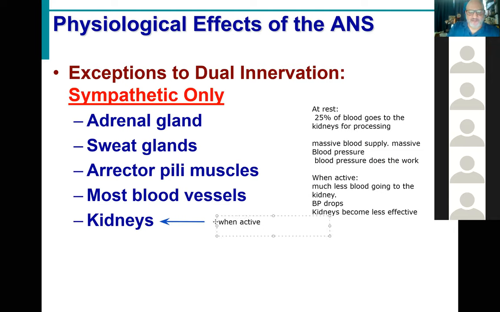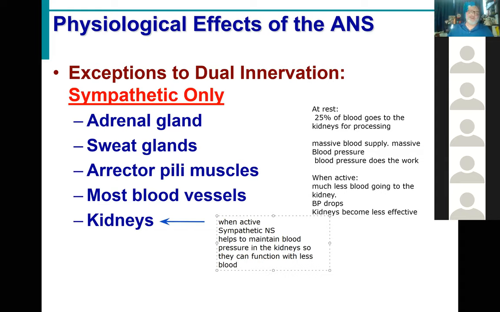And so when active, it is actually our sympathetic nervous system that helps to maintain the blood pressure in the kidneys so they can function with less blood.